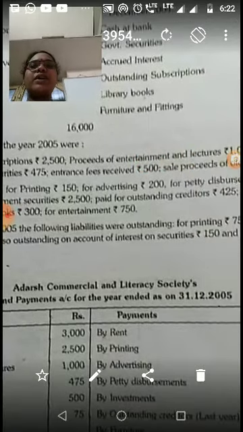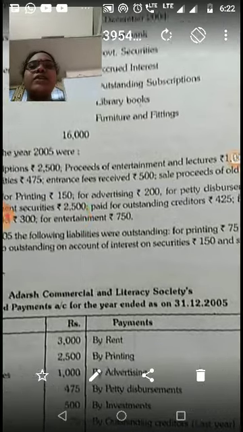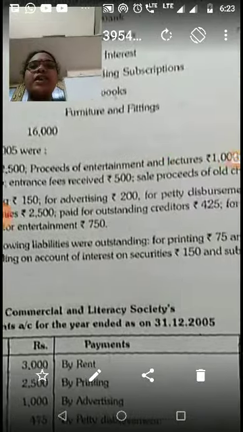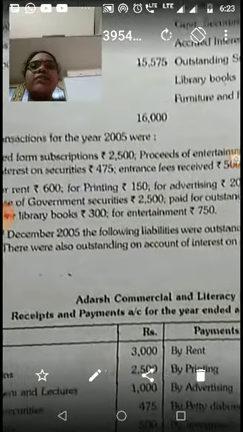Here the transactions for the year 2005 are: received from subscriptions 2500. Proceeds of entertainment and lectures 1000. Received from interest on securities 475. Entrance fees received 500. Sale proceeds of old chairs, that is 75.